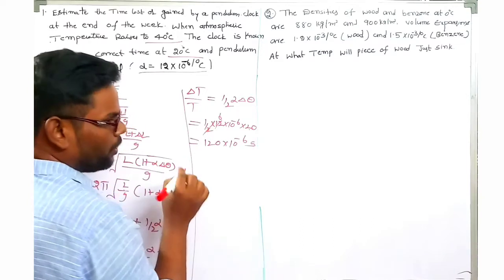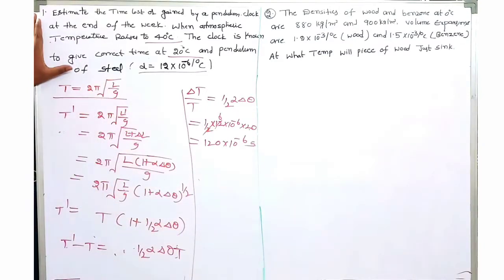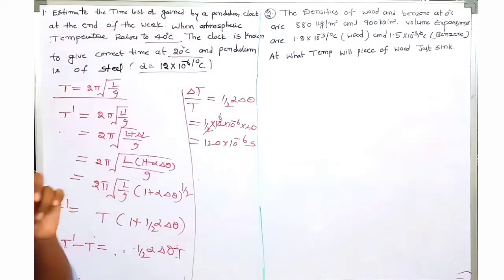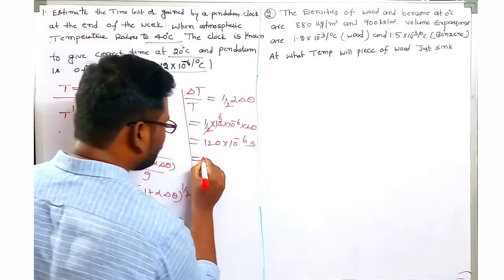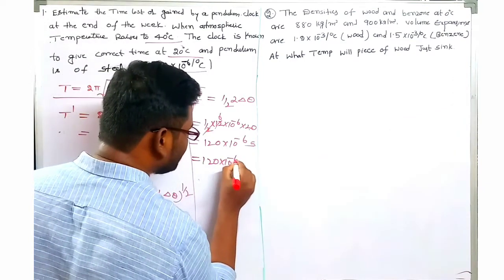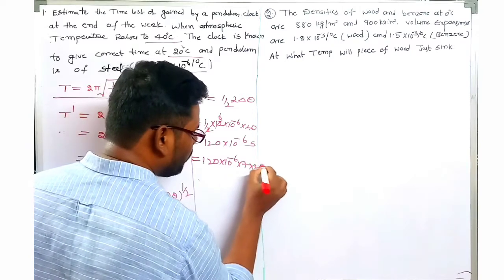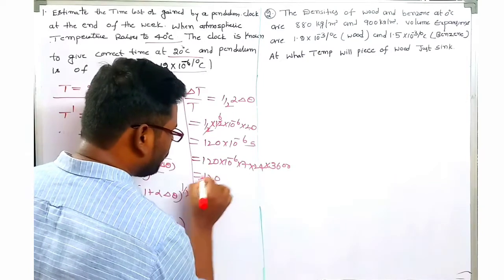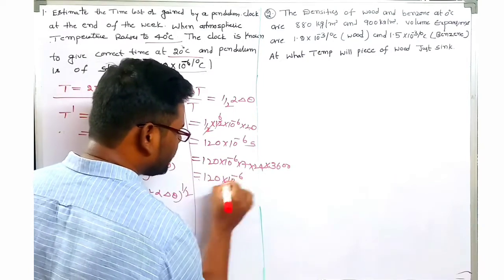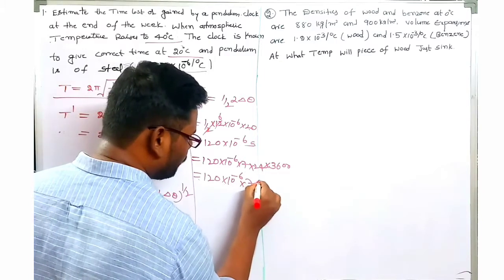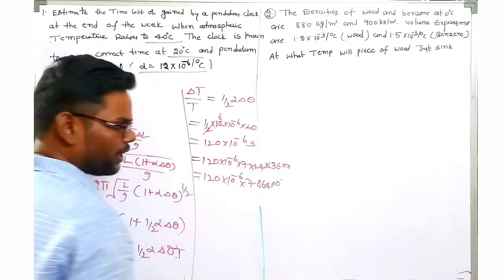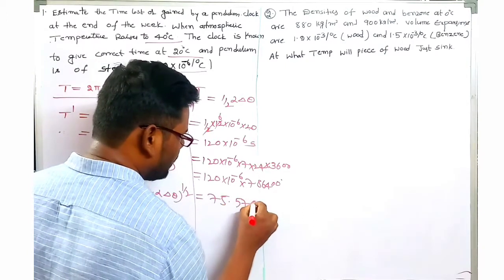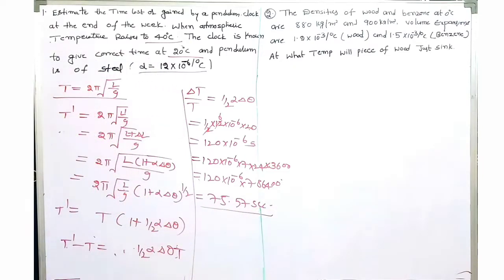Now in this question they have asked for the time lost or gained by the pendulum clock at the end of the week. Per week means 120 into 10 to the power of minus 6 into 7 days, 24 hours, into 3600 seconds. That means 120 into 10 to the power of minus 6 into 7 into 86400, right? If you solve this, we will get 75.57 seconds. That is the answer.